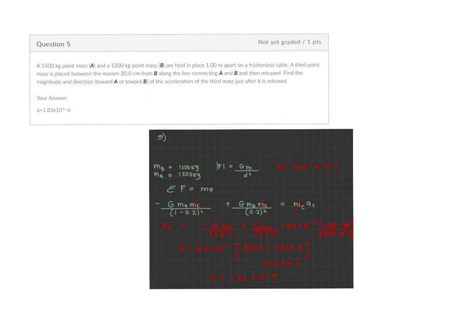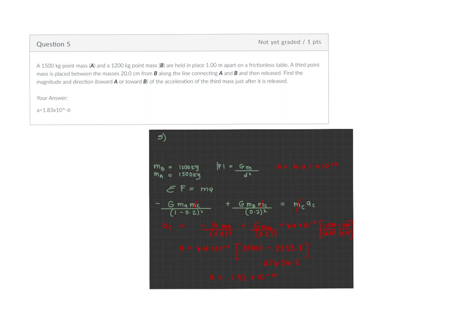So the sum of the forces, again, is mass times acceleration. If you were to simplify it in terms of A and B, we have G M_A M_C over 1 minus 0.2 squared plus G M_B M_C over 0.2 times 2 equals M_C A_C. Now we're going to solve for A_C. A_C equals negative G M_A over 0.8 squared plus G M_B over 0.2 squared.